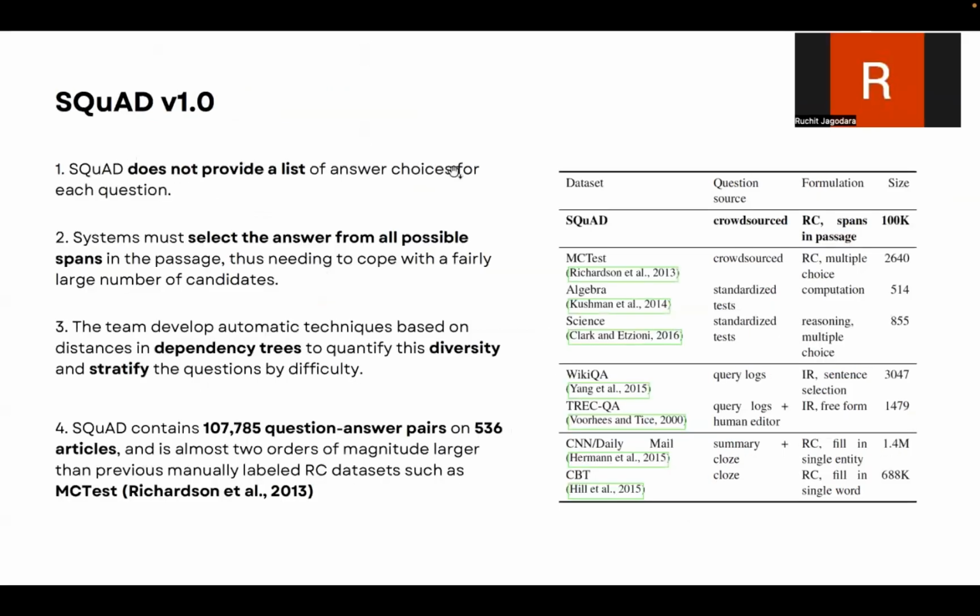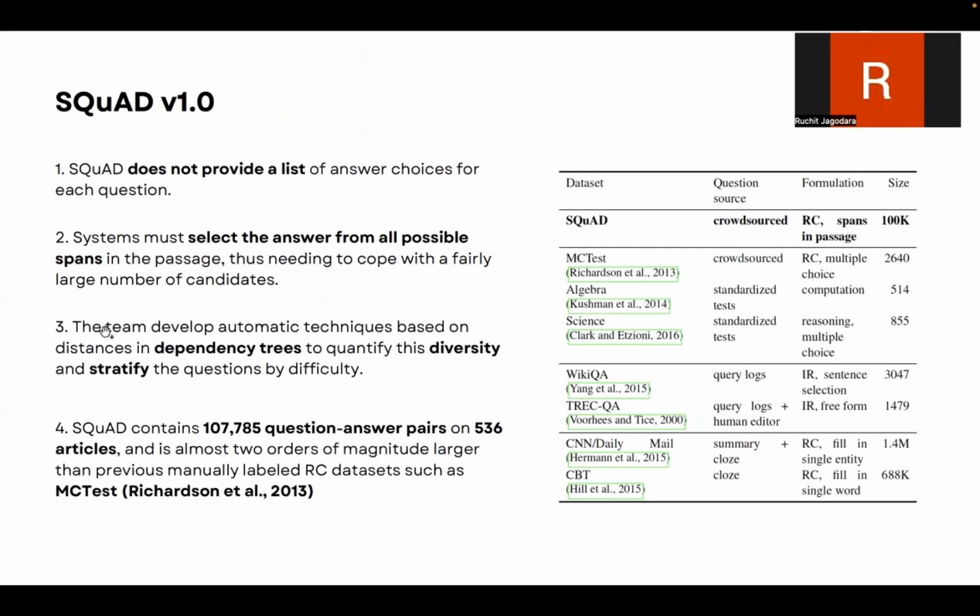Yeah, so SQuAD was very different from all these existing datasets, because it didn't provide a list of answers or choices like MCTest. The system must select the answer from all possible spans in the passage, and thus needs to cope with a fairly large number of candidates.